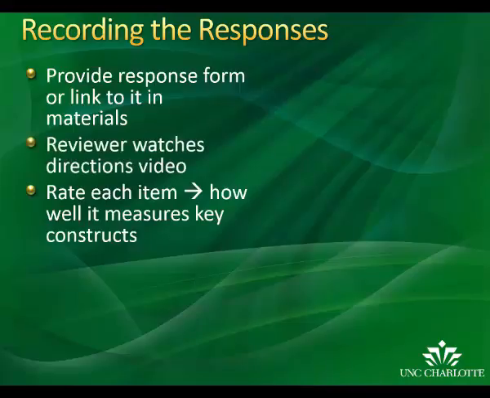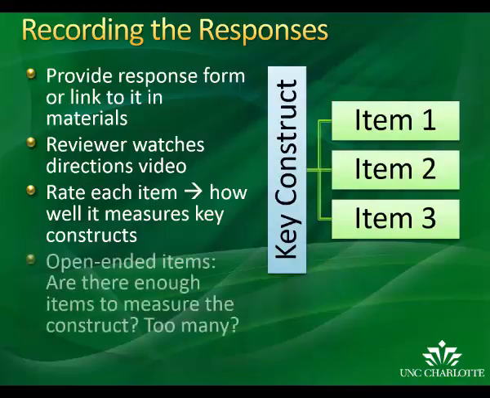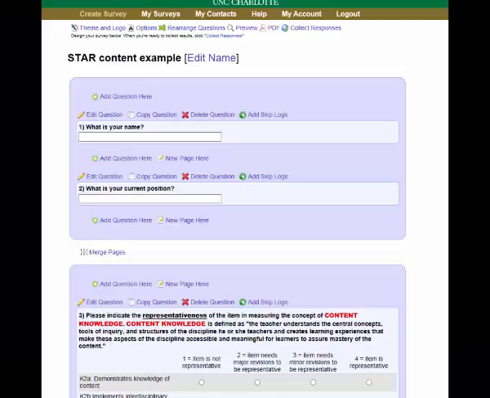Remember, one construct may have multiple items to measure it, or it may only have one item. Part of the reviewer feedback should include open-ended responses. Are there enough items to measure the construct? Are there too many items? What else would the reviewer like to share with us about measuring this item? We ask them to please give their feedback in the open-ended responses that should be provided on the response form.